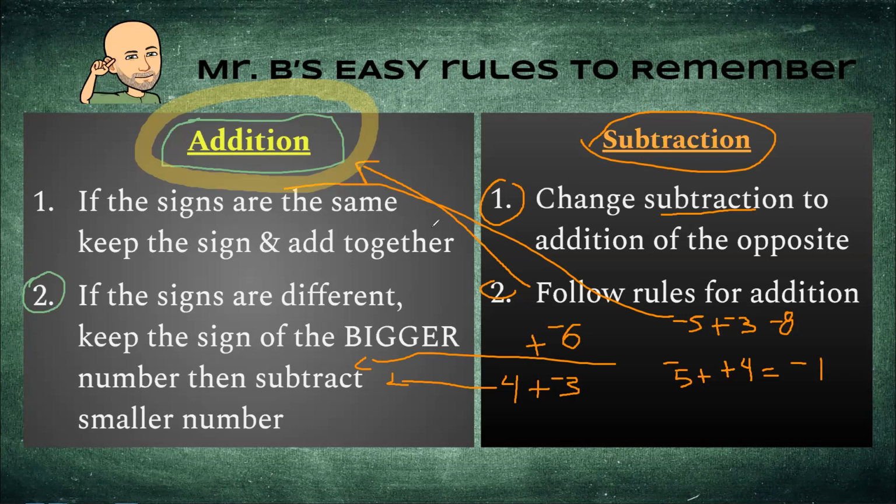Addition, what do we do for addition? Signs are the same, keep the sign, add them together. For addition, signs are opposite, keep the sign of the bigger number, subtract the smaller number from the bigger number, you've kept the sign. For subtraction, it's change subtraction to addition of the opposite. So subtracting a positive number becomes adding a negative number. Subtracting a negative number becomes adding a positive number. All right, you guys ready to try it?